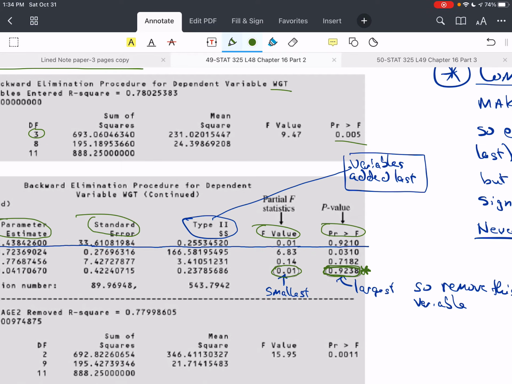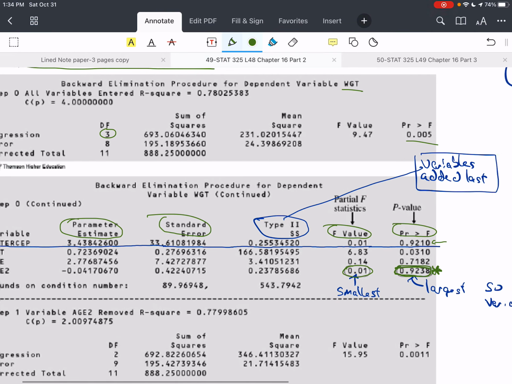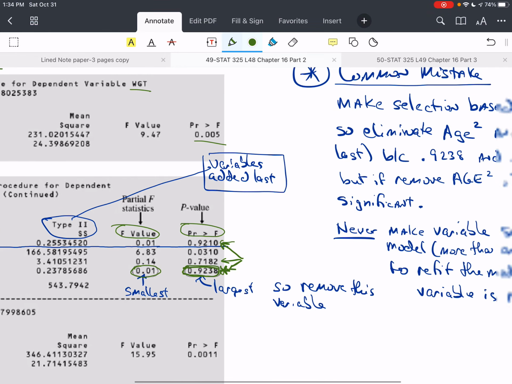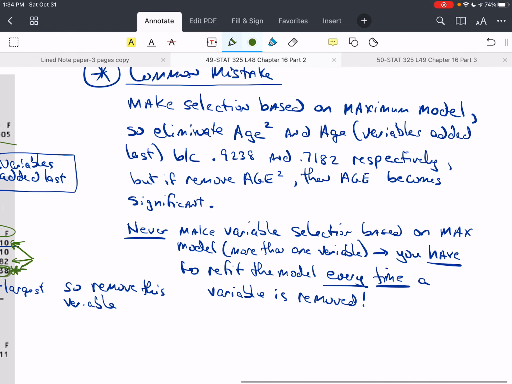Okay, so the next highest was 0.92, and that was for the intercept. But we don't want to make the most common mistake. Some people will look at this and just go ahead and remove all 3 of these and only leave height. And that's an issue, okay? That is not good. Please don't do that. So here is what we say about the common mistake.